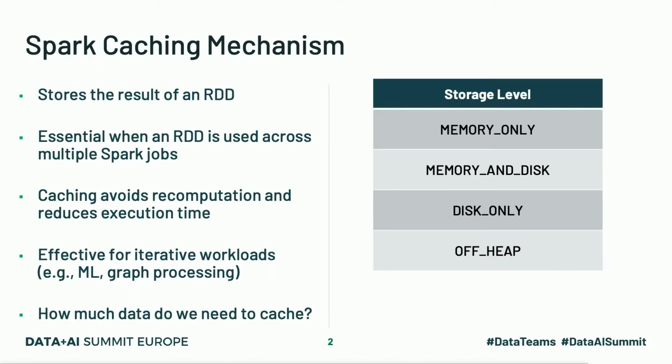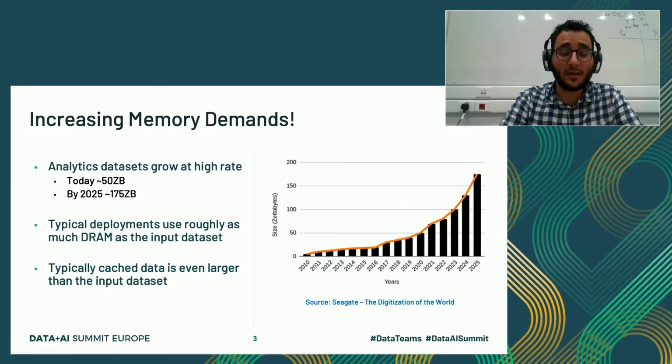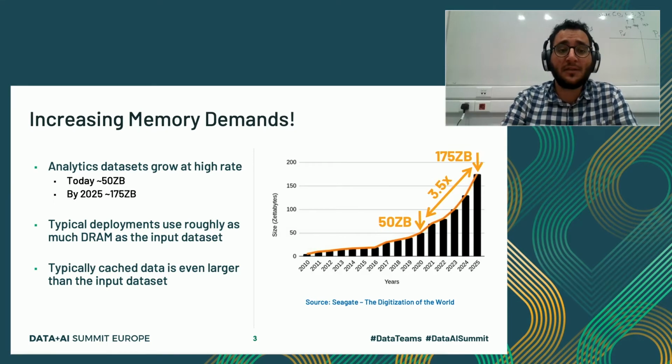But the main question here is how much data do we need to cache? Well, as we observe, today the analytics datasets grow at a high rate. As we can see in the figure from a recent report by Seagate, today the global data is around 50 zettabytes, and in 2025 it is going to be 175 zettabytes, 3.5 times higher. So for this reason, a typical deployment of Spark uses roughly as much DRAM as the input dataset.